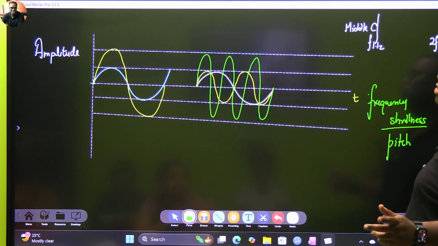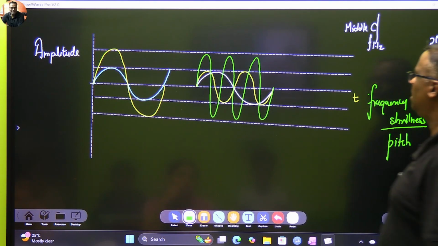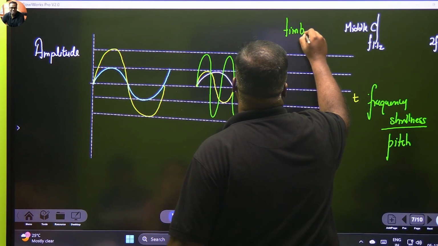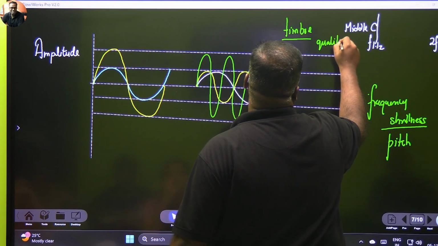So now you understand. The impact of amplitude will always be on loudness. The impact of frequency will always be on shrillness, on pitch. Then we'll come to another word which is called timbre. Timbre will make you differentiate the quality of sound.